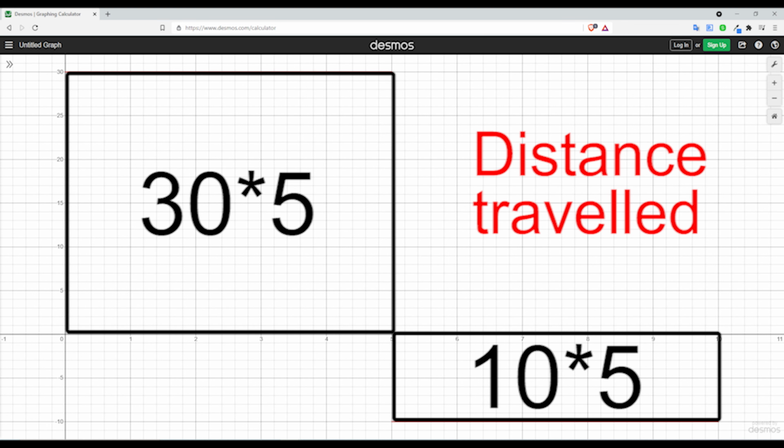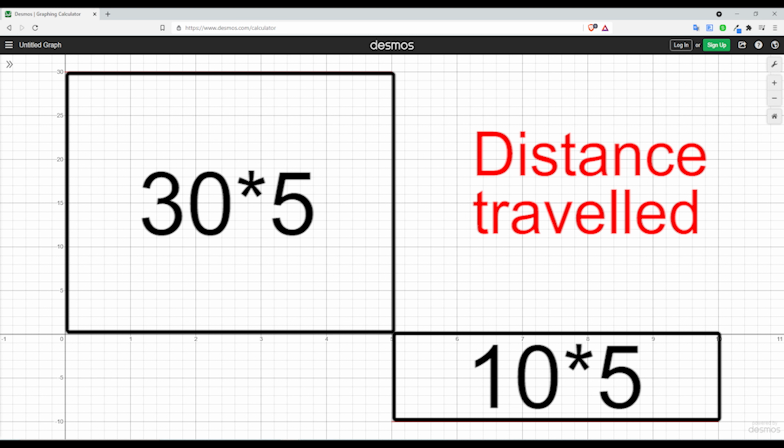Just like in the last video, I can represent the distance traveled as the area of a rectangle. So this first rectangle has a width of 5 and a height of 30, and the next rectangle also has a width of 5 and a height of 10.